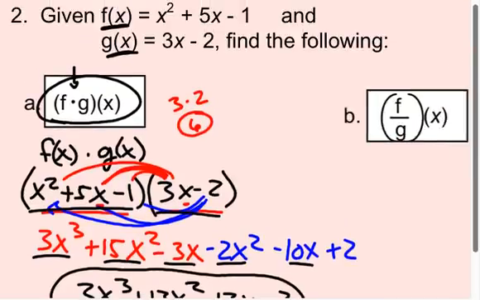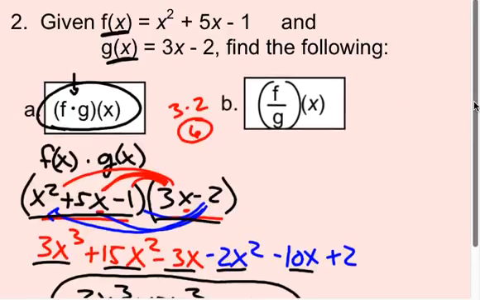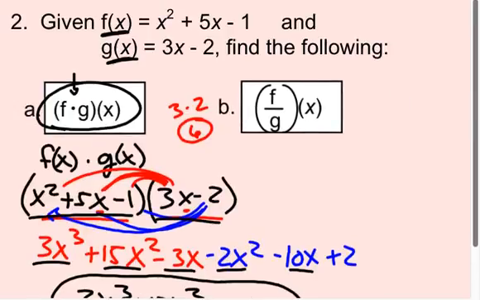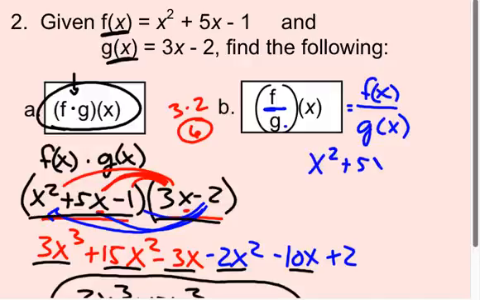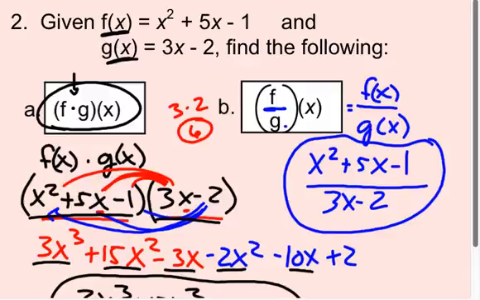Okay, so now here we're dividing, and you could use synthetic division to divide this out. I just want you to write it as a fraction. So f divided by g of x is f of x divided by g of x. You don't have to simplify or solve this. I just want you to rewrite it. So f of x is x squared plus 5x minus 1 all over 3x minus 2. Now I could use synthetic division here to actually divide this, but for right now this is all I want for an answer. Okay?